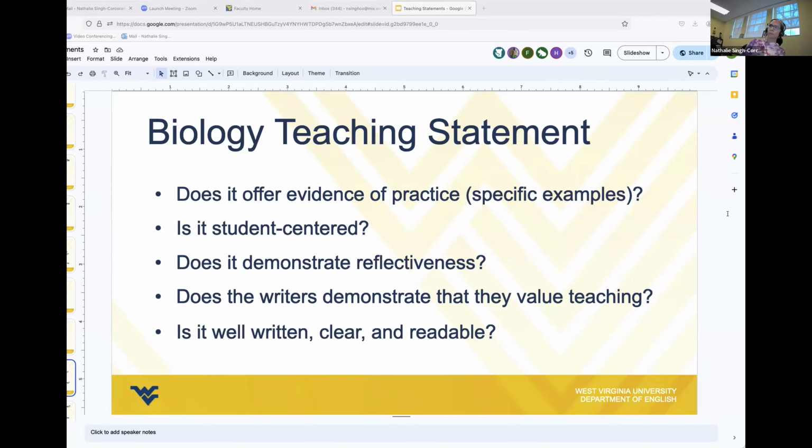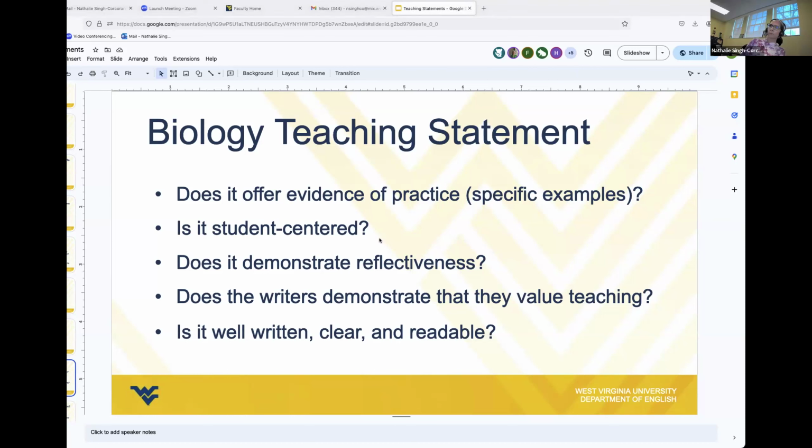Does it focus on students, or does it focus on the person as a teacher? What do you guys think? So this writer doesn't present themselves as a sage on the stage, right, where the focus is entirely on them, but on what they're hoping that students can demonstrate after their instruction.